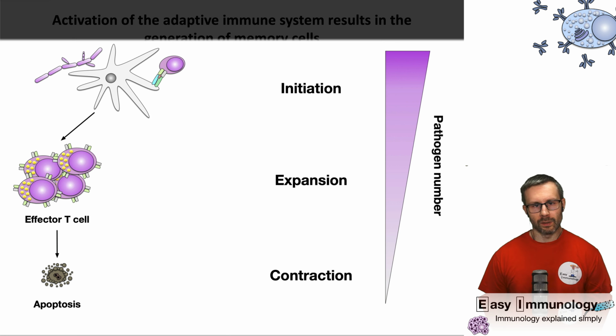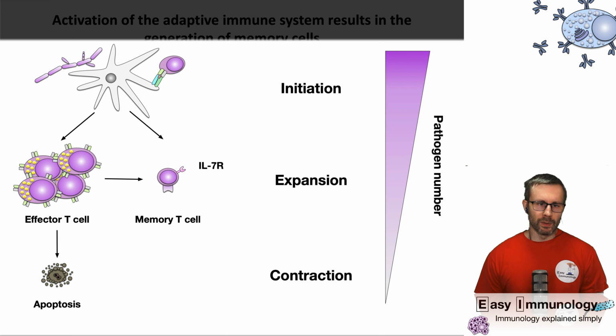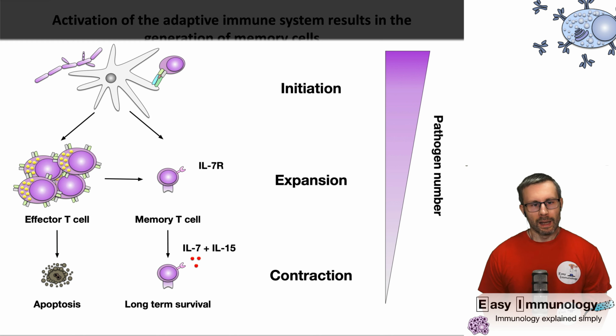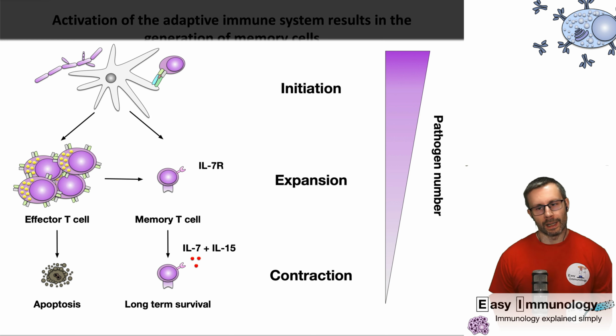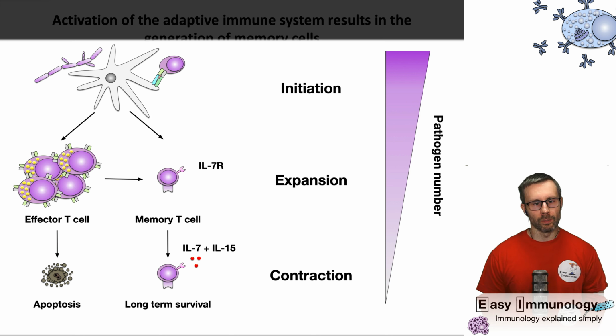Then you have the expansion, where you generate millions of identical cells that fight the pathogen, and at the end, these cells have to contract because they need to make space for, for example, the next viral infection. But some of them will turn into memory cells. So these are usually ones that are very good at eliminating that fungus. And they are then kept alive for decades in your bone marrow by certain cytokines like IL-7 and IL-15.